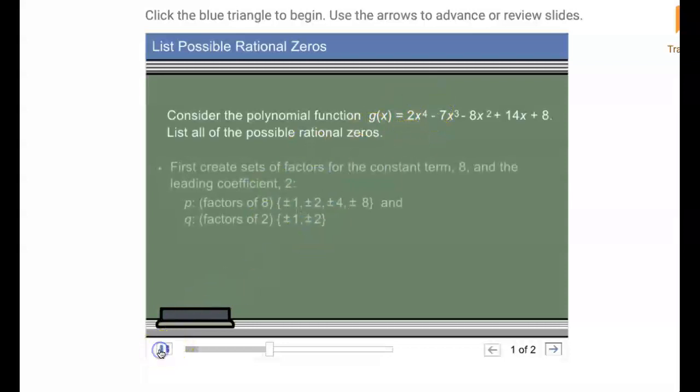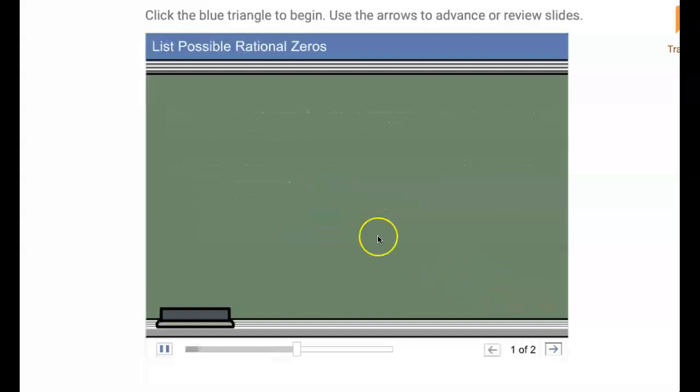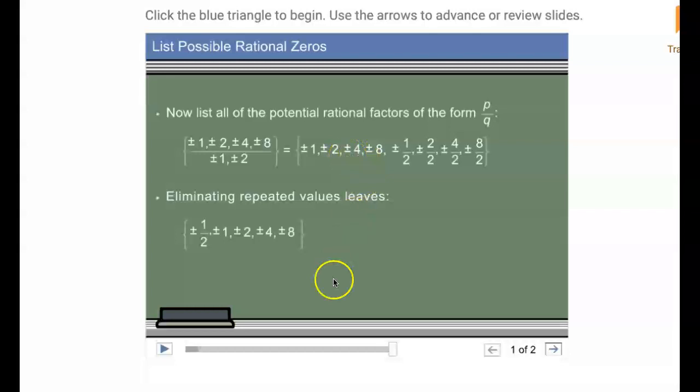So if we use our factor theorem that we just talked about, we have all the factors of p and all the factors of q, and then we make all those different combinations. So you're going to go 1 divided by 1, 1 divided by 2, 2 divided by 1. We write all those out, and then we simplify. Obviously if some of them are repeated, we're going to get rid of those. And instead of writing 1 over 1, we could just write 1. When we simplify, we're just left with these values.